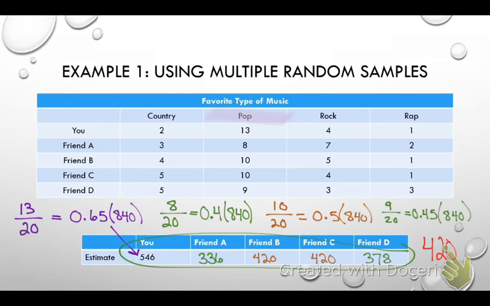This is part of how you're going to do, actually this might be pretty much exactly like number 9 on your homework. 420 is going to be your final answer. All right, any questions?